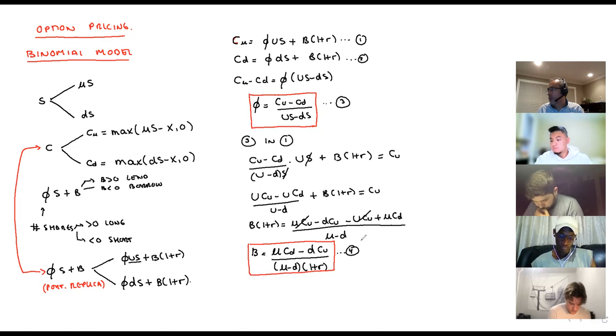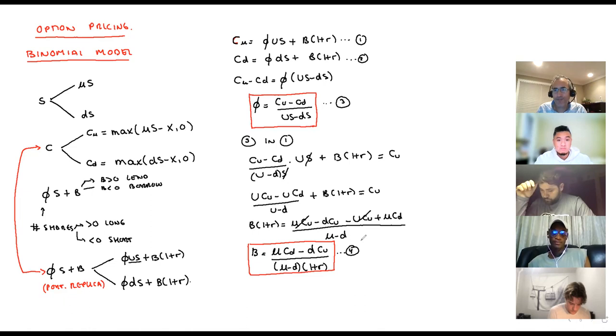Ready? Up to here is clear. So I have already psi and I have B. So now I know this part here, the original point. And then finally, I can know C. Agree with me, guys? Now I know psi S, I know what is psi formula, I know the formula for B. And I know that this part here, that T zero should be equal to C. And C is my price of my call. And then I'm done. Got it?